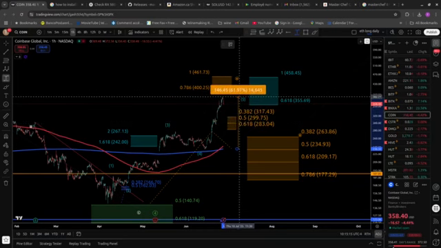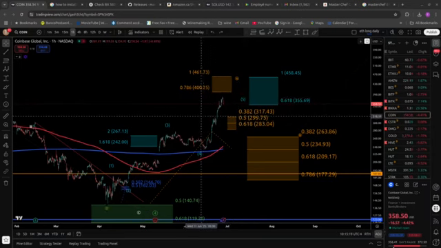And let's not forget, 61% up the price. That's amazing.